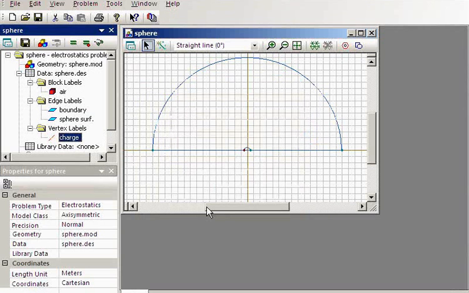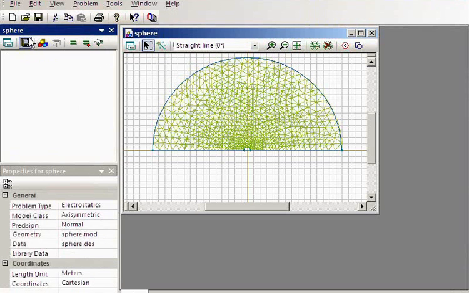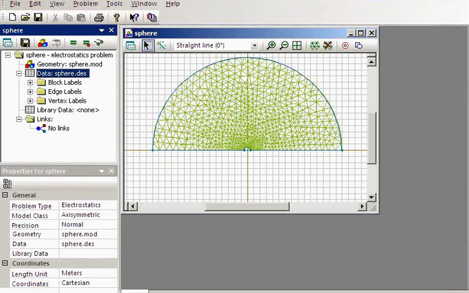Then I need to build the mesh. I have to press one button only. Save all problem files. And I can solve the problem.